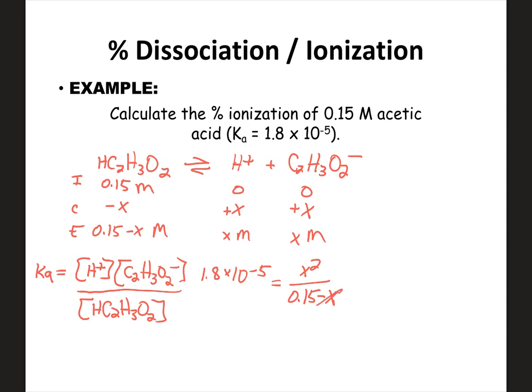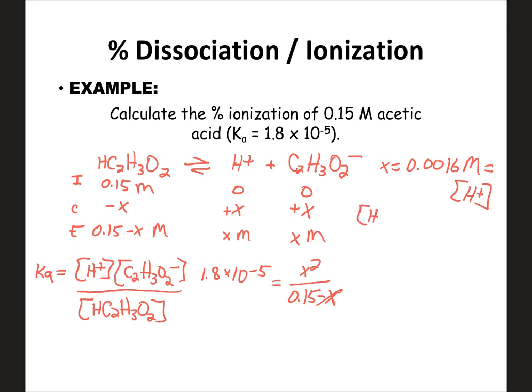So when we solve this, the math is a little bit easier here. So x will come out to be 0.0016 molar. And remember here, according to how we have this set up, that's the concentration of H plus in the ice table. So now I know the concentration of H plus, I can find the percent ionization here. We're not asked to find the pH. We just want to do percent ionization.